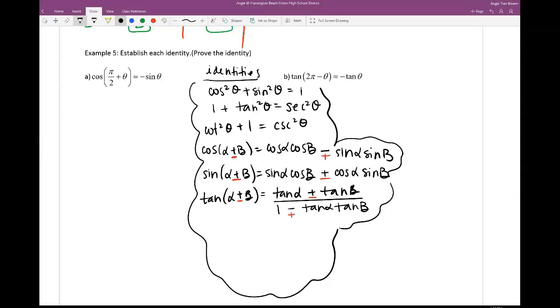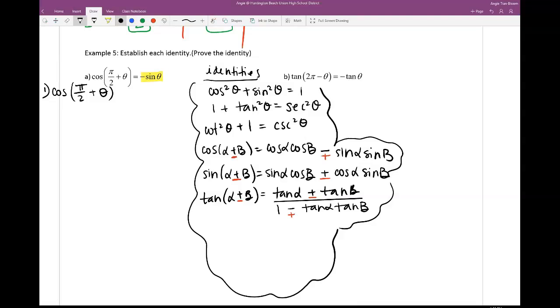So let's start with our letter A. Cosine of pi over 2 plus theta equals negative sine of theta. Remember, the guidelines for writing proofs are still the same. You're going to pick the side that looks scary, right? In this case, this is cosine of pi over 2 plus theta. This has a lot more things going on. And this is your goal right here, okay? My goal is to change that somehow to negative sine of theta.